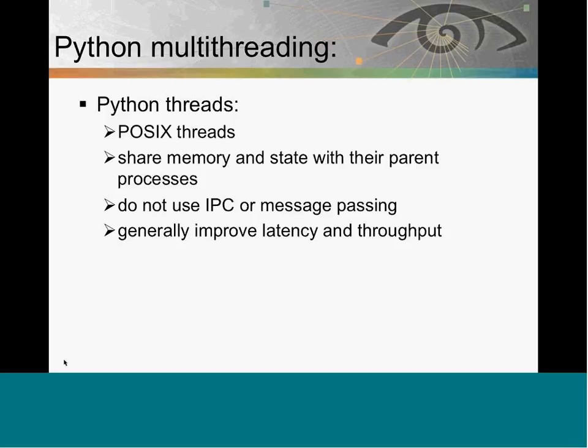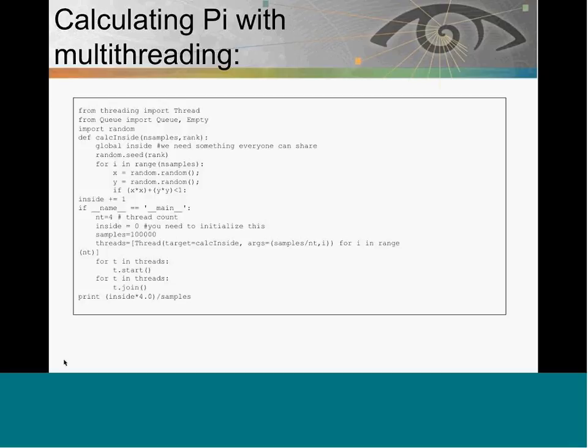As far as the details are concerned, it's supported. It doesn't use interprocess communication or message passing, and shares memory and state with the process, which is typical of any threaded language. In this example, I will show you how to calculate pi using multiprocessing and MPI.